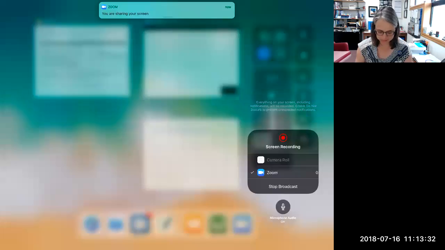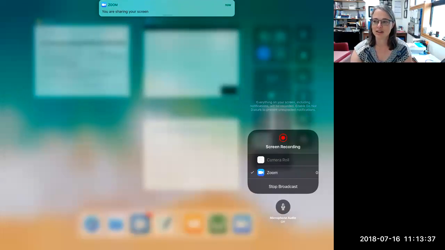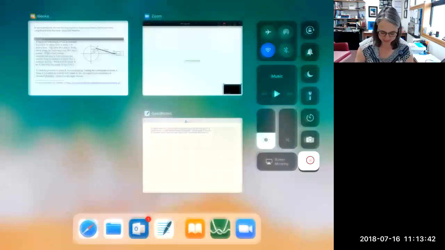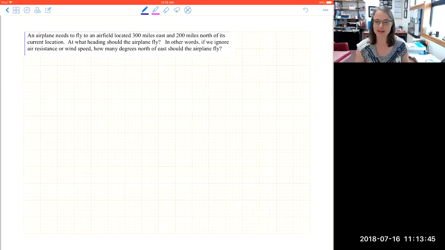Today we're going to talk about section 6.5, which is all about modeling with trigonometric equations. So let me share my screen so you can see. All right. What we're going to do is just go through some examples here.